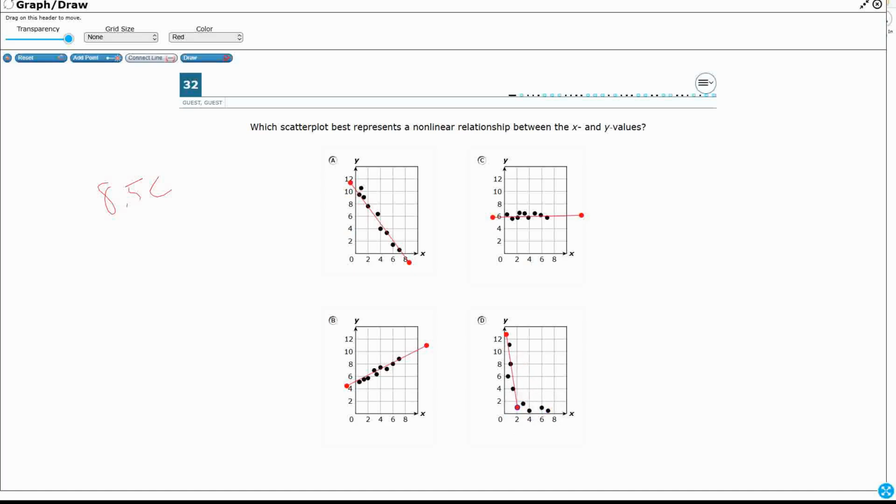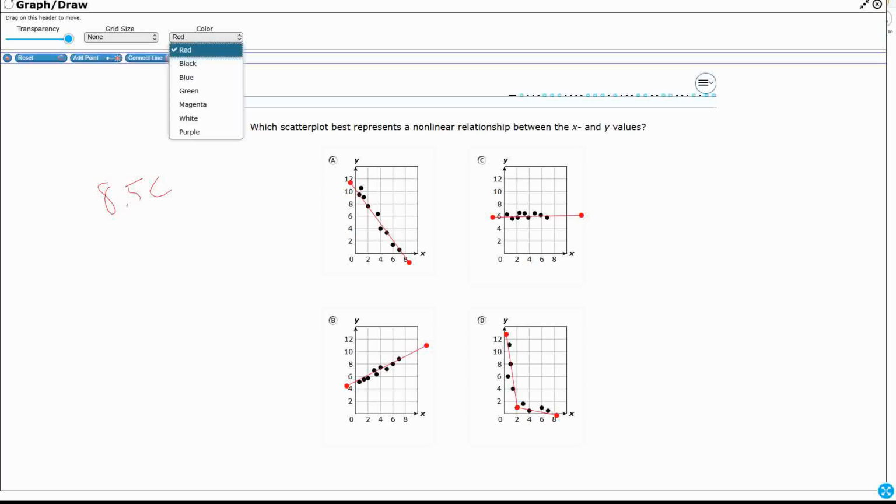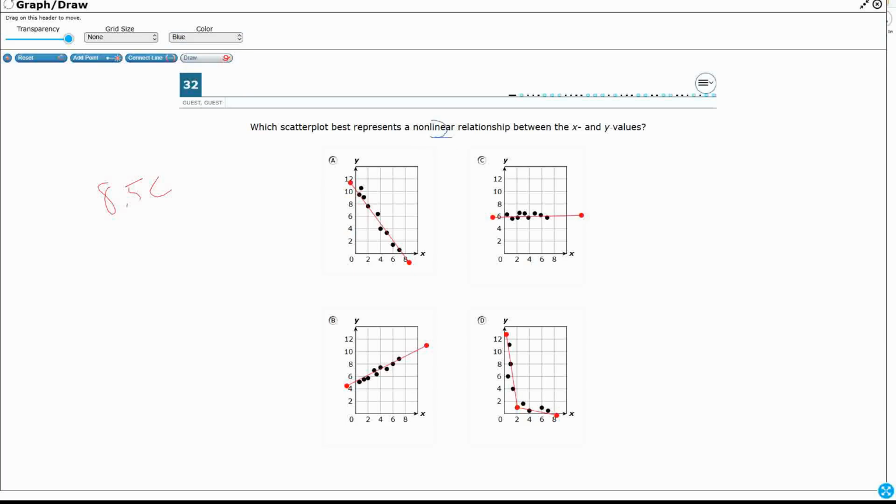I would need two straight lines is what I would need. And so that's the one that's different. So even if you're not sure what nonlinear means, and linear means line, you see the word line in there. So nonlinear means non-line. And this is something you're actually going to get into in Algebra 1.